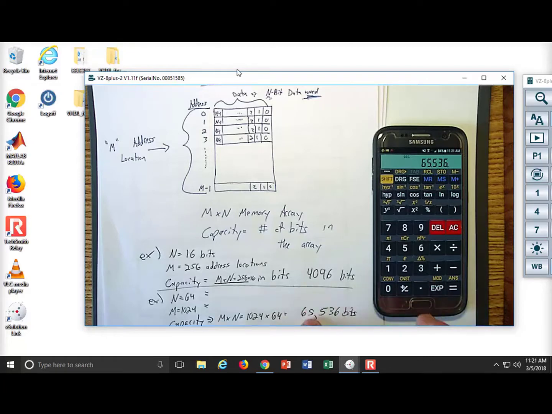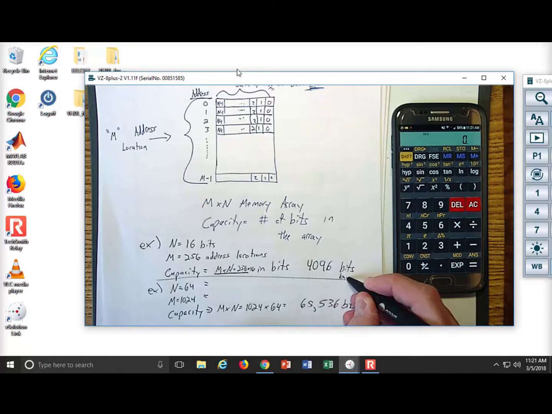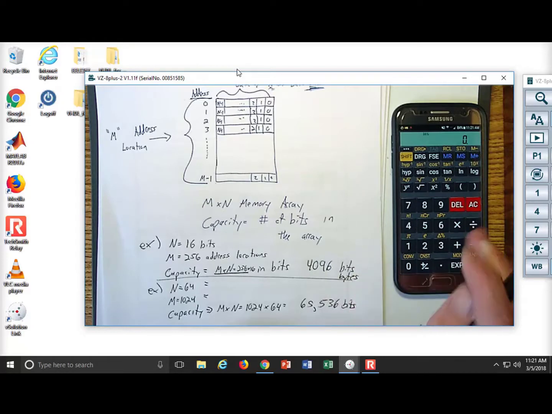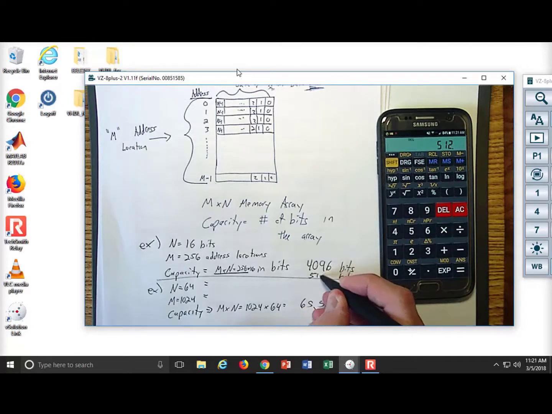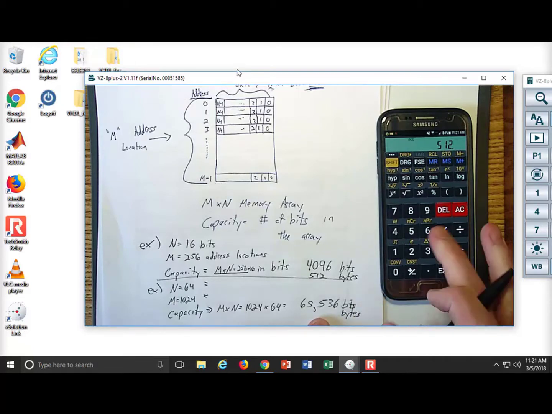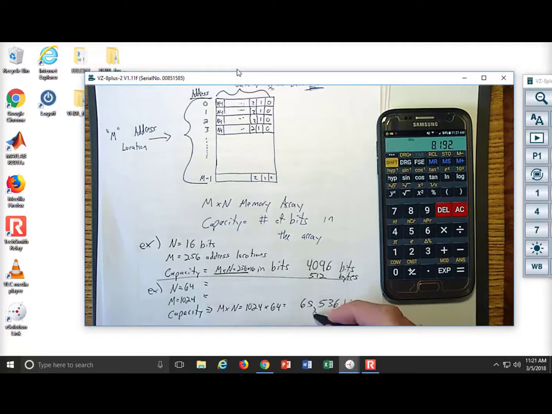So if I wanted to come back to this and know what this one is in bytes, it would be 4096 divided by 8, and that would be 512 bytes. If I wanted to know what this one was in bytes, I would take 65536 divided by 8. It would be 8192. Okay?